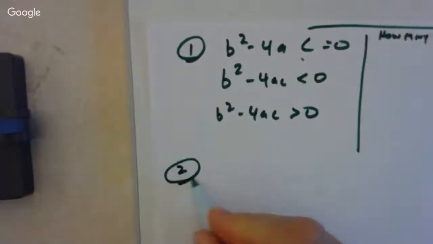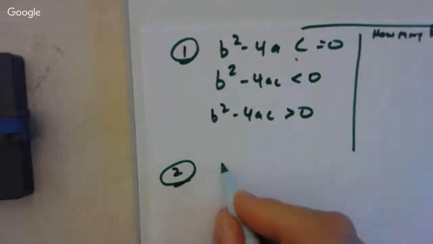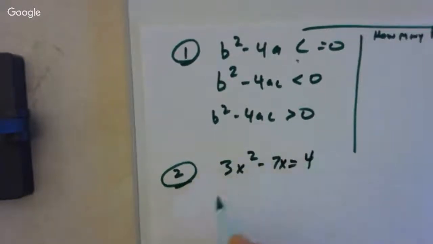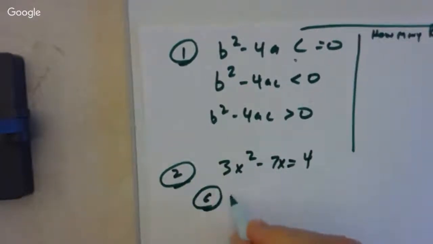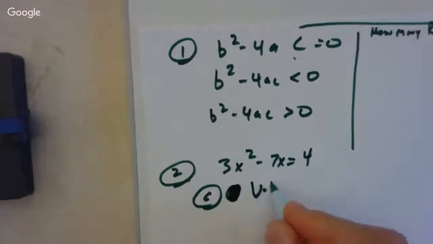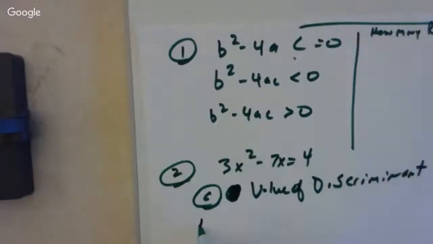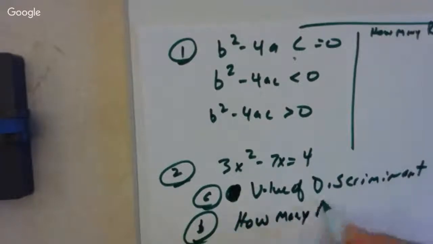Then number 2, let's go for 3x squared minus 7x is equal to 4. Part A, what is the value of the discriminant? And part B, notice again, how many real solutions does this have?